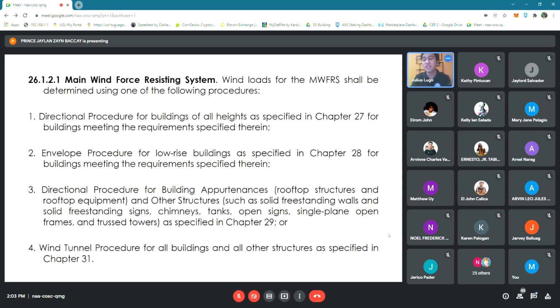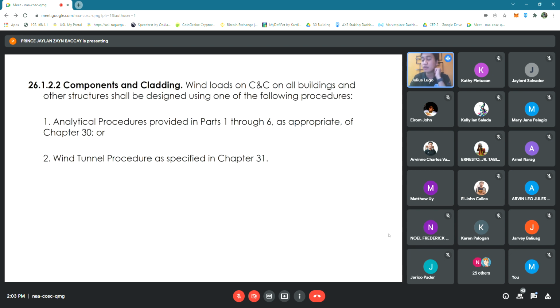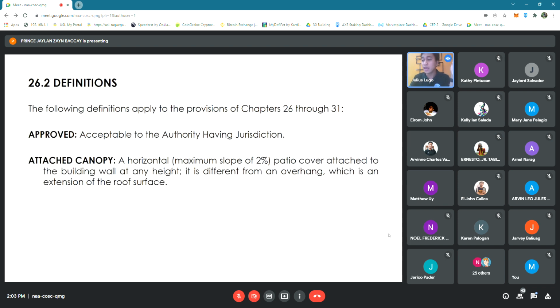For components and cladding naman, next slide tayo please. Okay. So for components and cladding, we have two general procedures that we need to do. We have the analytical procedure and wind tunnel procedure naman. But we will not be focusing on the components and cladding. Okay, we will just be focusing on the MWFRS. Okay, so the first one is analytical procedure, which will be tackled sa chapter 30. Pero hindi na tayo aabot doon kasi we're just focusing on the general requirements. Okay, sobrang dami kasi yun. And then second one is the wind tunnel procedure. Okay. So next slide will be the definitions.